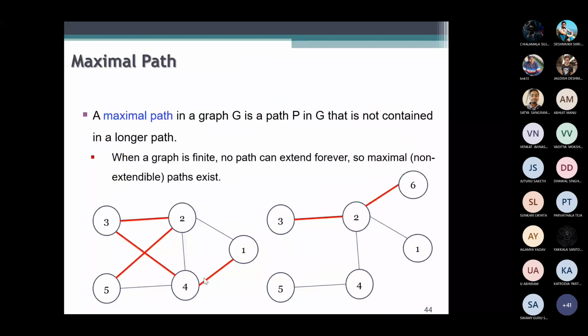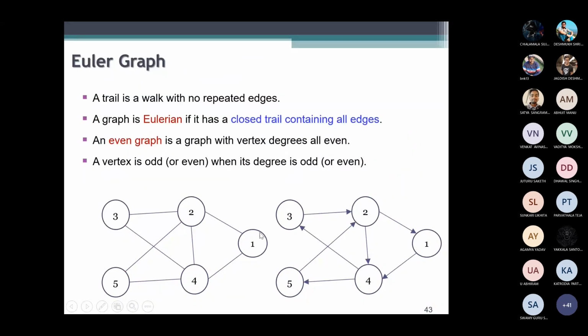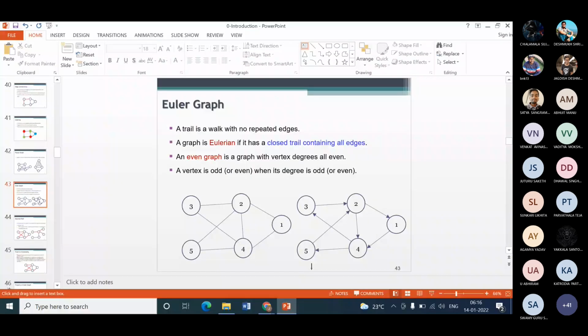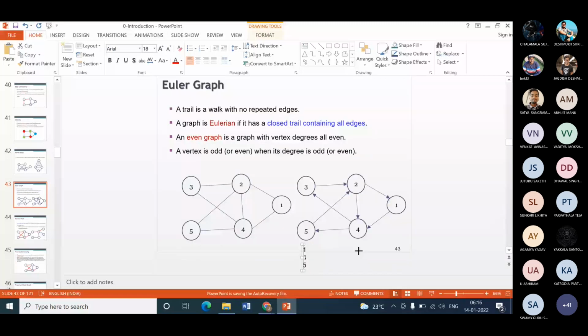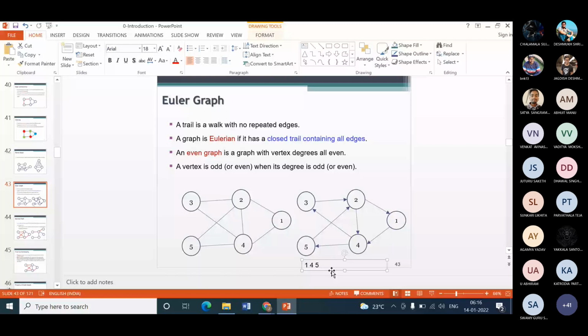So you look into this graph. This is a Euler graph. What does it tell? What will its closed trail be? Let me write a closed trail here. Say 1, 4, maybe then 5, then 2, then again 4, then again 3, then again 2, then again 1. So this is the closed trail.